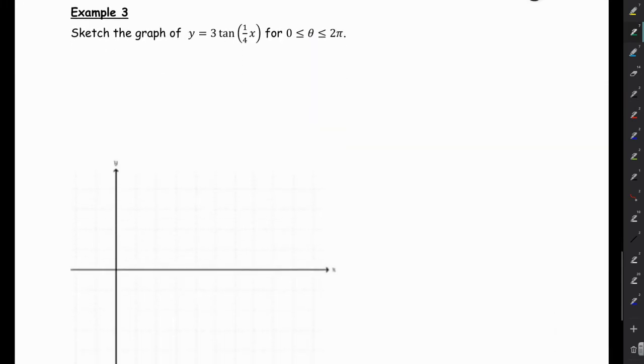All right, we have a little bit more involved with example 3. Let's make a note. We have an amplitude of 3, so the distance from the center is 3. We have a value of b at 1 over 4. We have no phase shift because x isn't plus or minus a number. And we have no vertical translation because we don't have anything outside the function moving it up or down. So the center of the graph will be at 0.